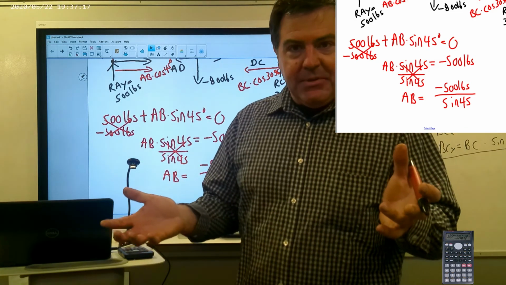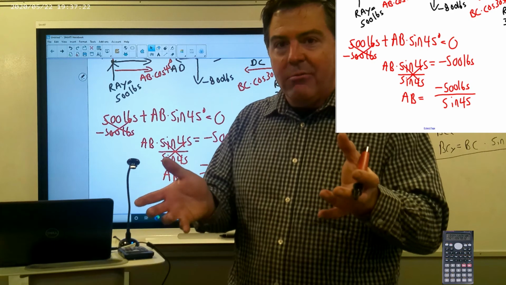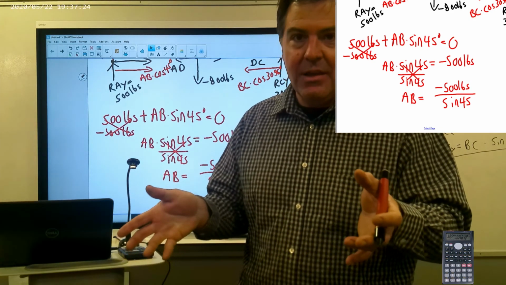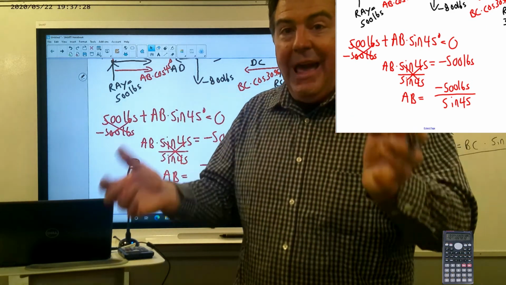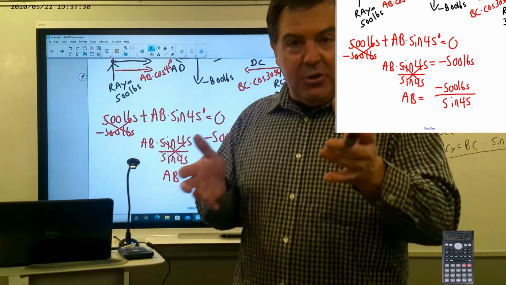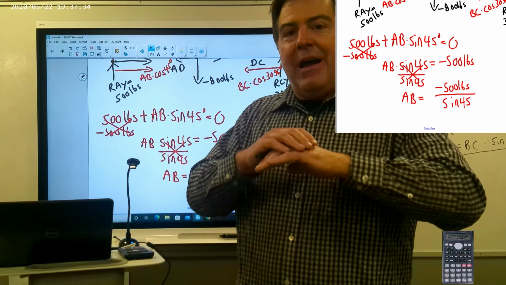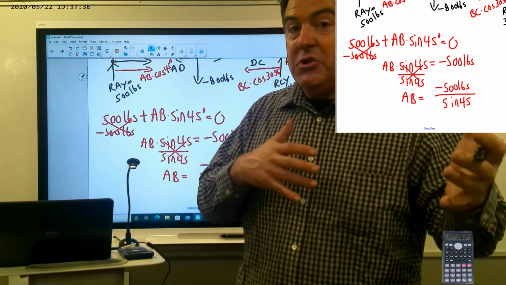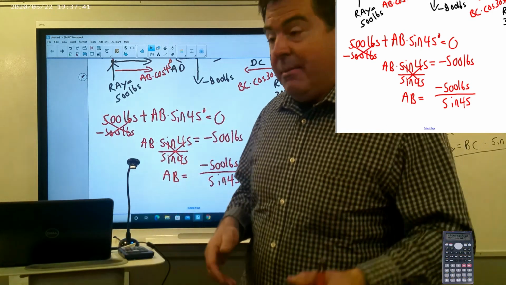Now, I could assume everything was in compression if I wanted to, and then it would be the opposite. Or I could take a guess. And when I originally learned how to do these, that's how I was taught. I was taught to take an educated guess. The problem with that is then I have to keep track of what my guesses were versus what the actual tension or compression was. By keeping everything in tension to start, you don't have to keep track of what we assumed. We assumed everything was in tension. Therefore, if we get a negative answer, it's in compression.